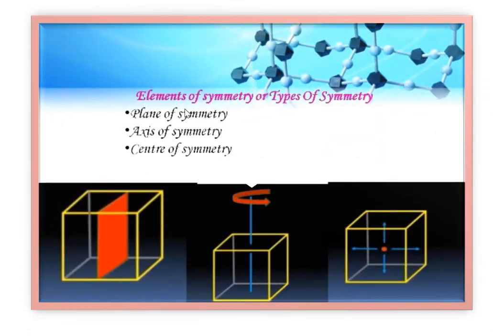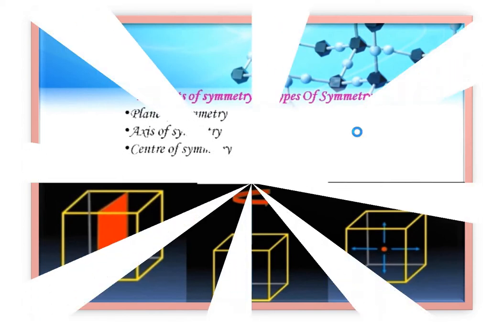Now, the elements of symmetry, or types of symmetry. In all there are three types of symmetry: one is the plane of symmetry, second the axis of symmetry, and third the center of symmetry. The first image shows the plane of symmetry, the second image shows the axis of symmetry, and the third image shows the center of symmetry.